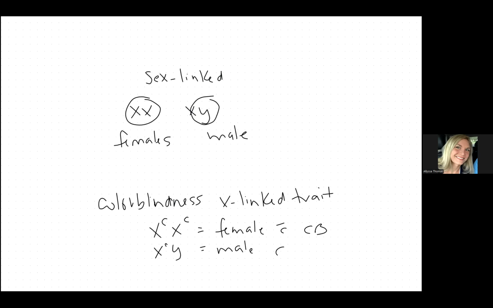Now, females can be carriers, which means that they have one affected chromosome, but they don't actually have color blindness. But if you see a male like this, that means that they don't have that trait, therefore they don't have color blindness. So let's construct a Punnett square for color blindness where mom is a carrier and dad is, we're going to say, normal and doesn't have color blindness. If mom's a carrier, she looks like this. If dad is considered normal, quote unquote normal, then he's going to look like this.